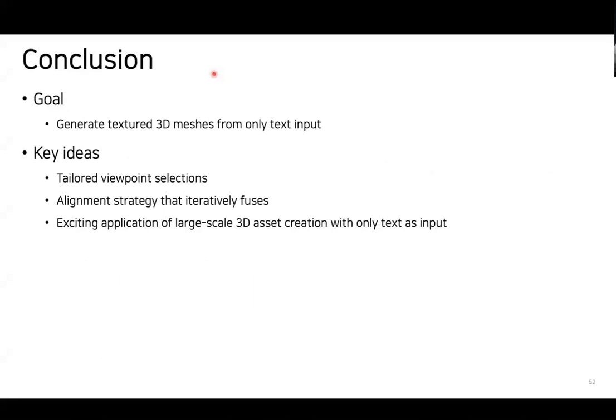So let's summarize the paper as follows. The overall goal is to generate a textured 3D mesh from text input alone. The key ideas can be summarized as follows. First is the tailored viewpoint selection, and the second one is the alignment stage which makes the 3D mesh. And finally, the exciting application of large-scale 3D. I think it is crucial to appropriately design the algorithm for correct viewpoint selection and the iterative fusion method, especially when generating large-scale or scene-scale 3D.